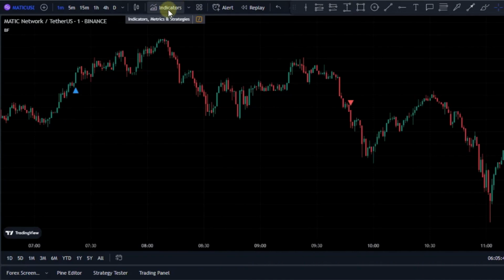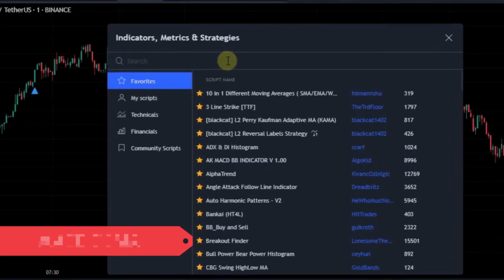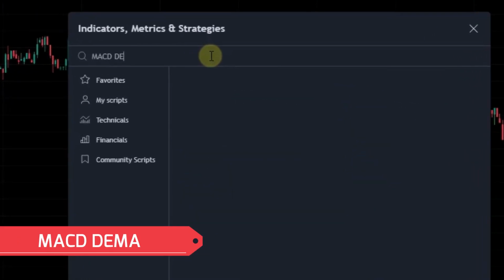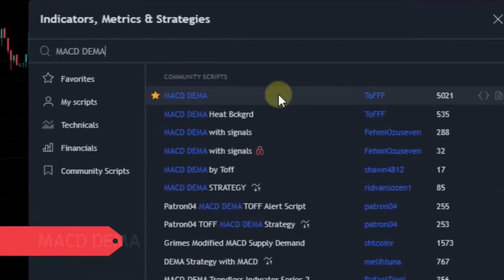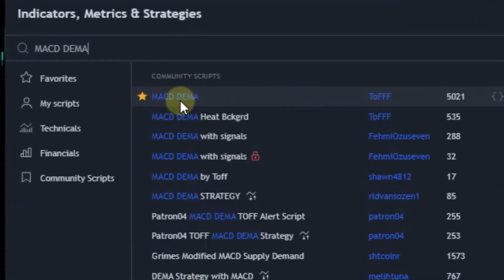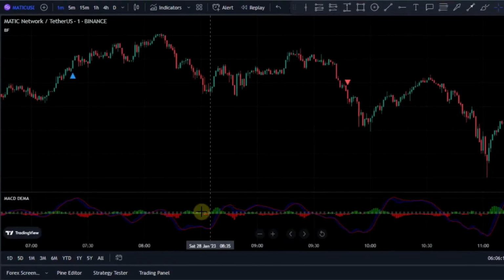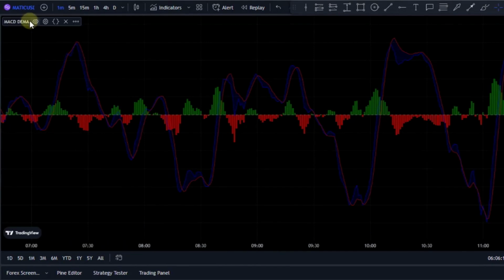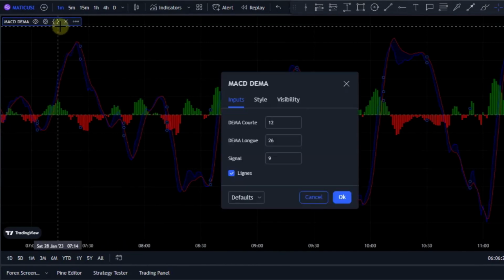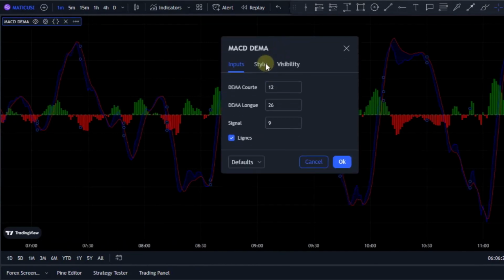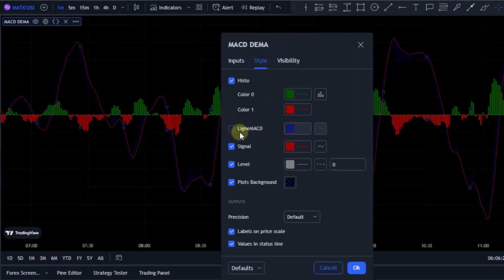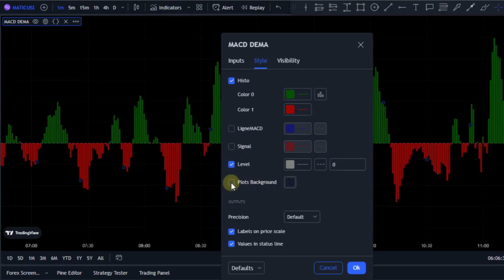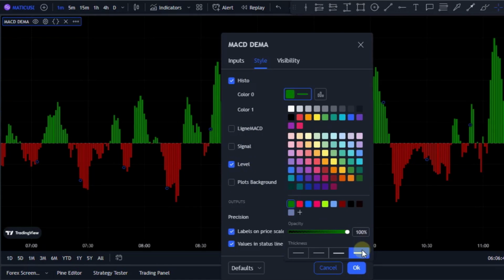Now in the indicator section, search for MACD demo and add it to the chart as the second tool. Then we have to optimize this indicator. To do that, activate the histo and level options in the style section of this indicator. Then make the histo more visible.